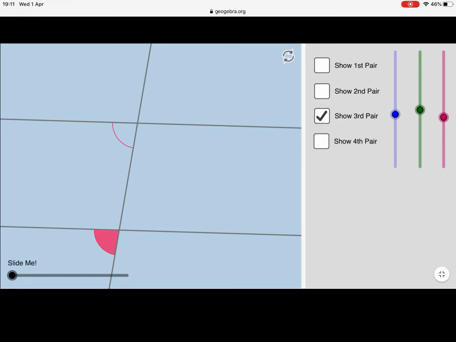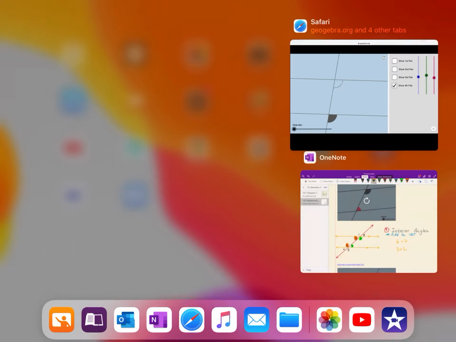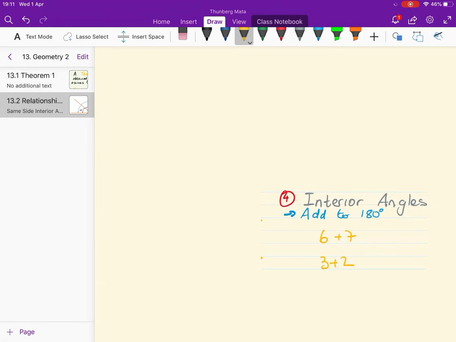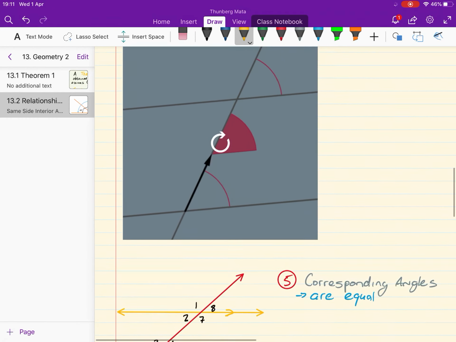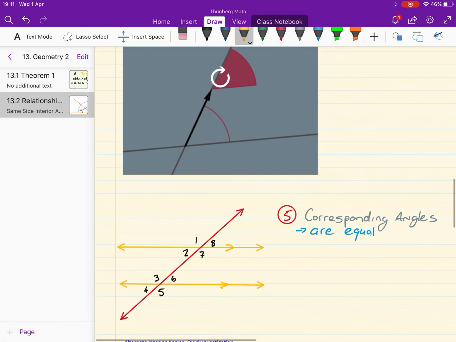Now, we also have another pair. So if we look at the second pair, we have it here. If I slide this up, we can see they correspond to one another. Third pair here, if I slide this up again, they correspond. And the fourth pair, we can see again, they correspond to each other.